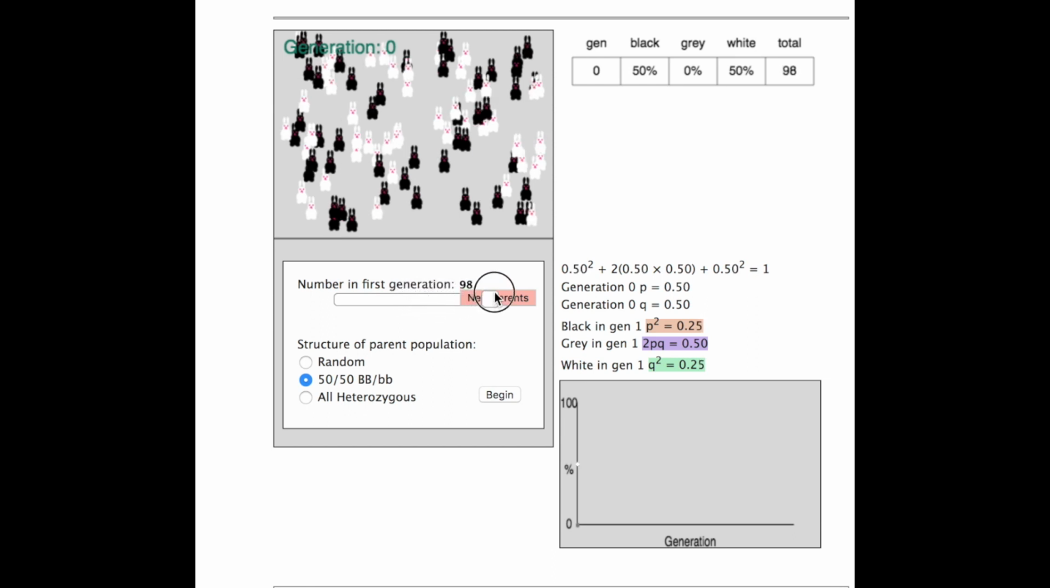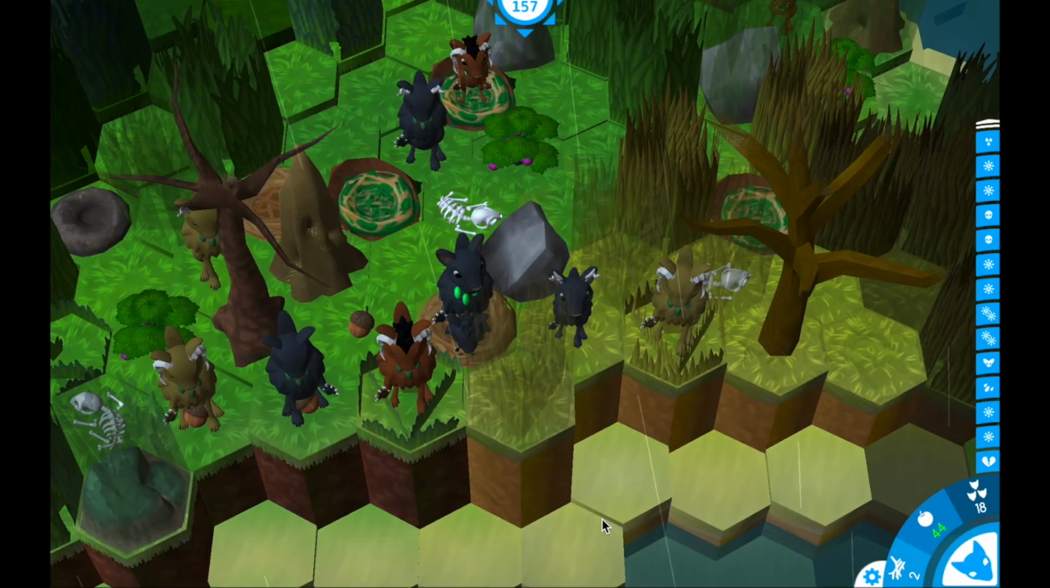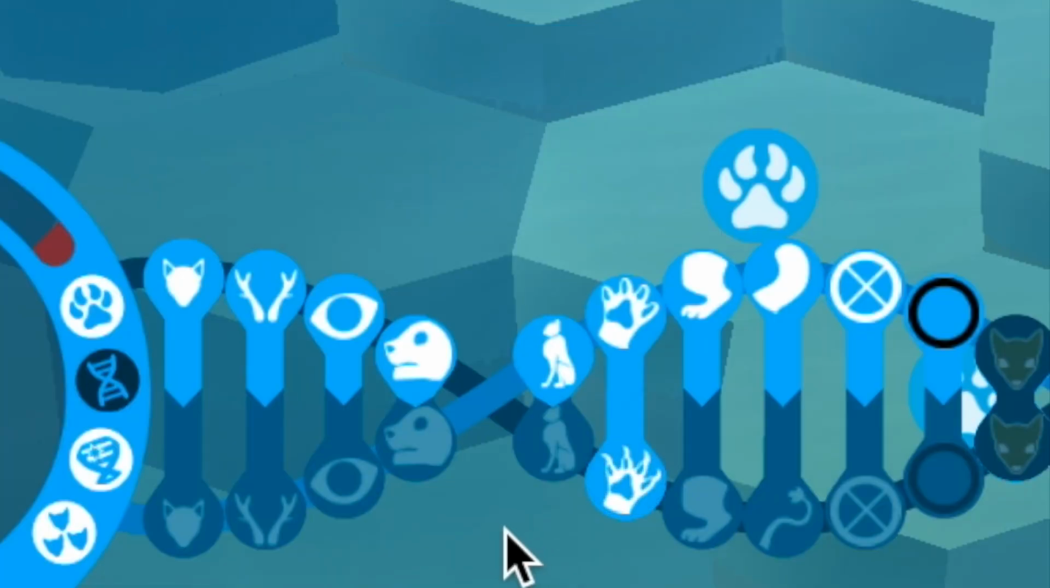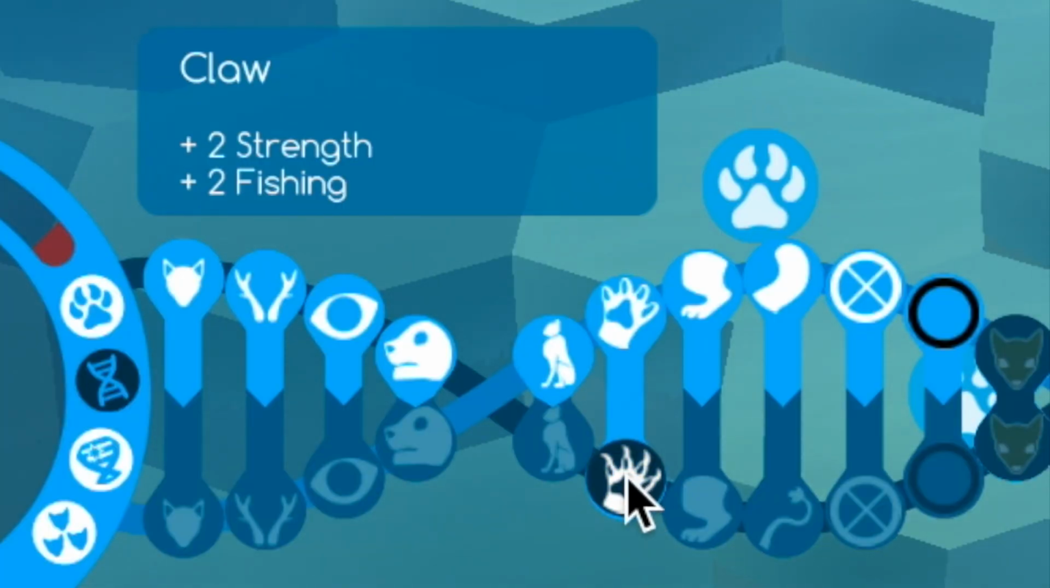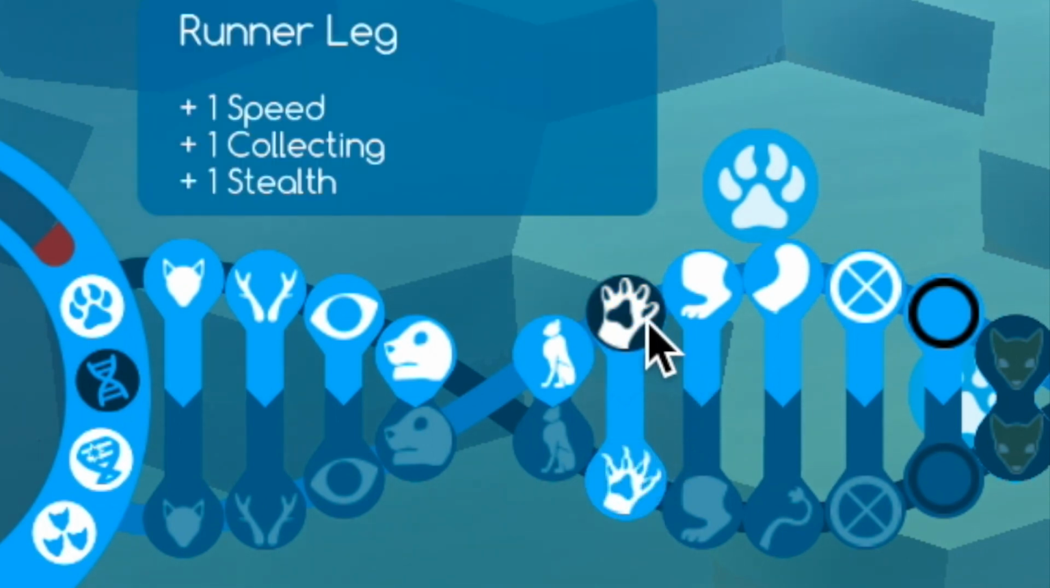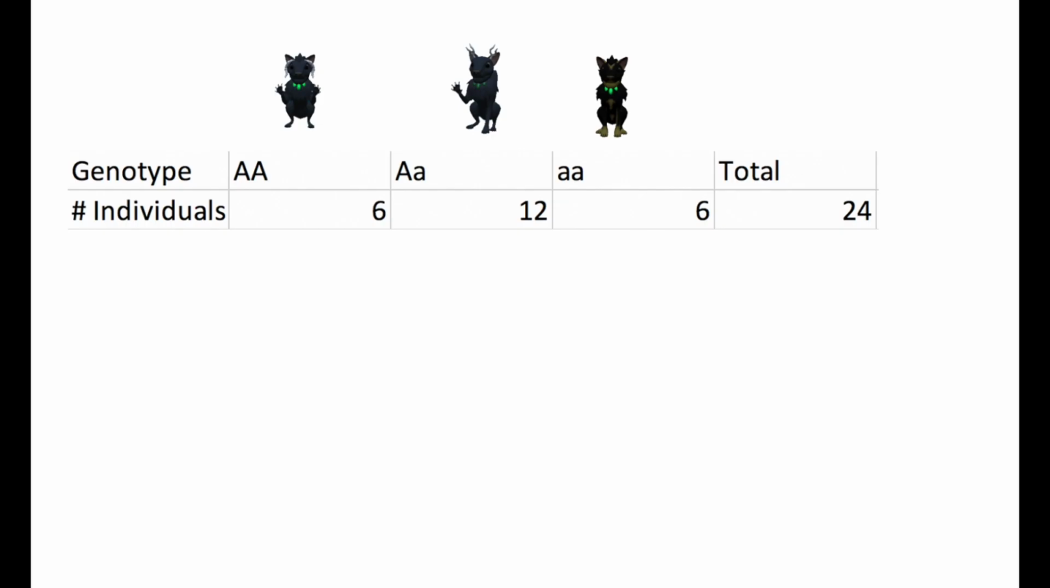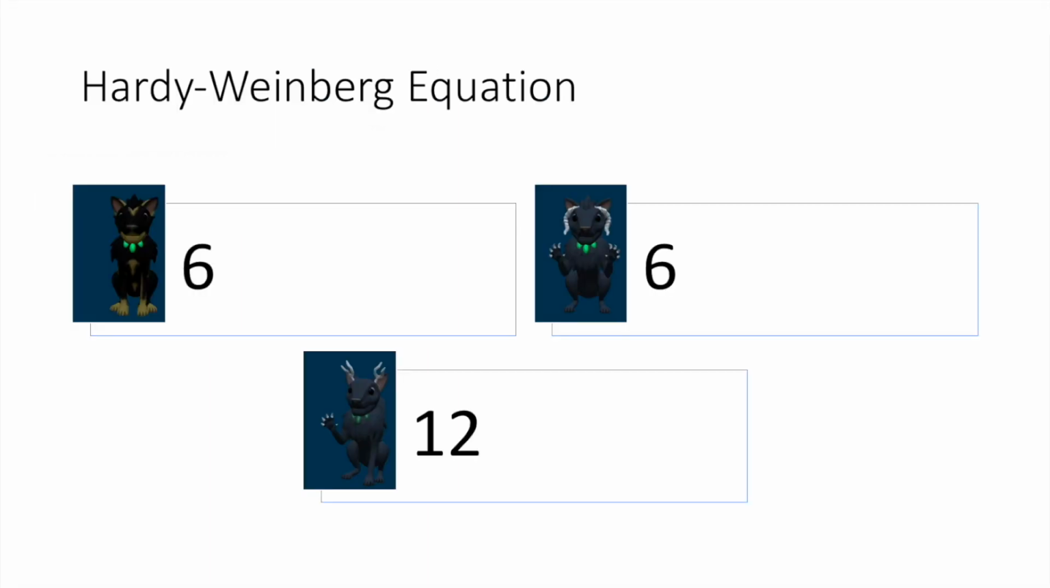generation to generation. On our island, we have a population of cat-like creatures, and at the locus for leg type, there's two different alleles, big A, which is fishing leg, and little a, which is running leg. Our population is in Hardy-Weinberg equilibrium, and we have 12 big A, little a individuals, 6 little a, and 6 big A. Let's calculate the allele and genotype frequencies for our population.